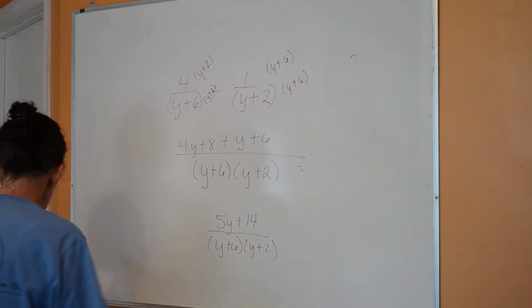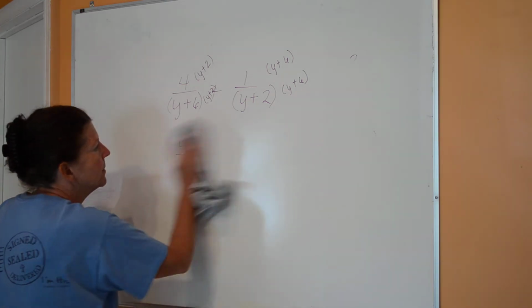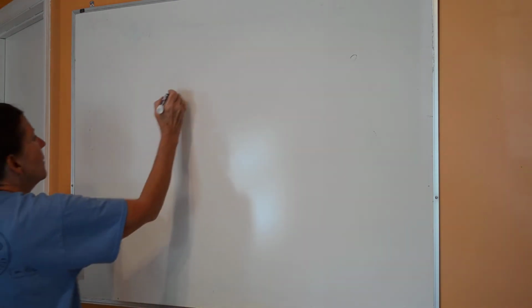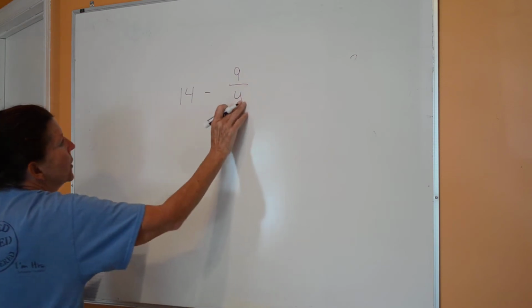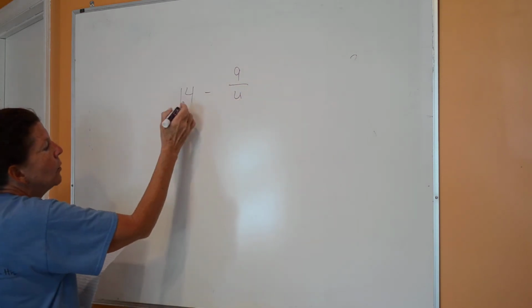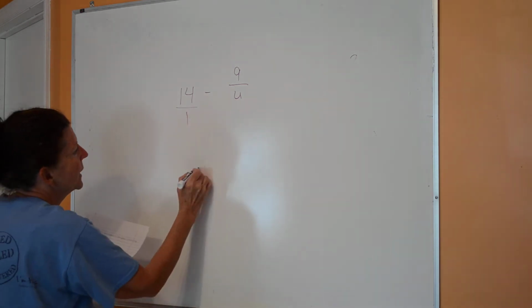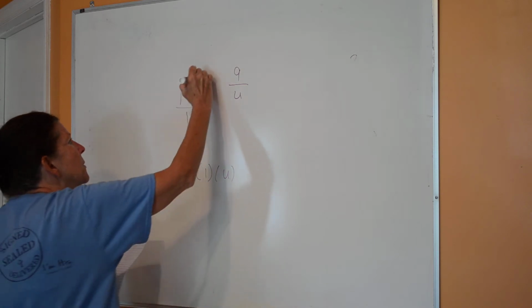Okay, then we did some mixed addition with complex numbers. So some of them were just whole numbers and some of them were fractions. So let's say I have 14 minus 9 over u. You know that a whole number can be placed over 1 to make it a fraction. So the common denominator here is 1 times u. It's the combination of those two.